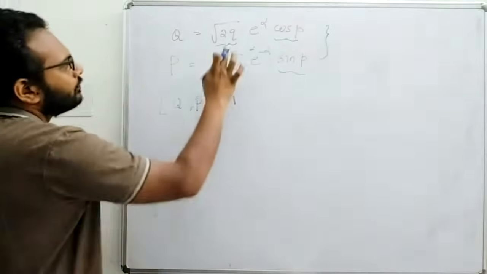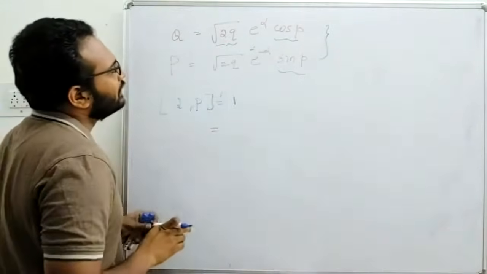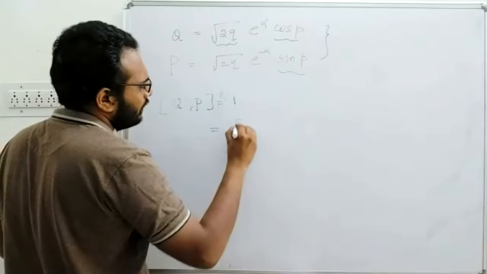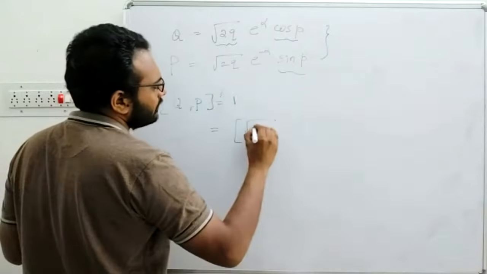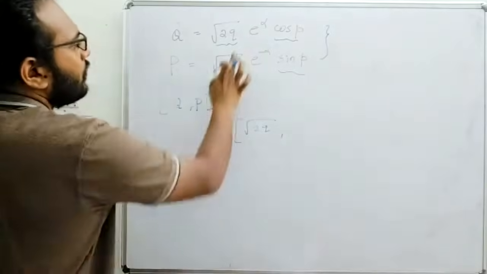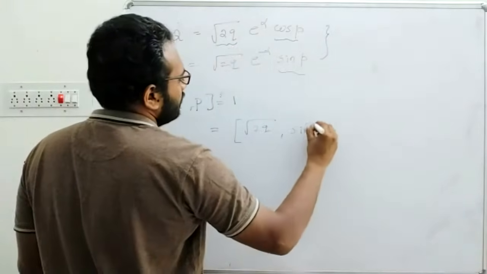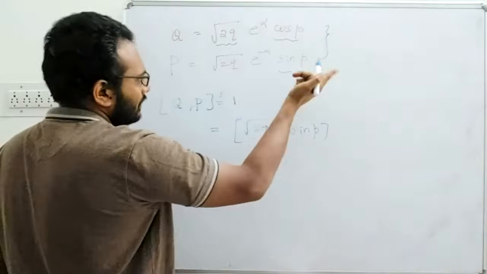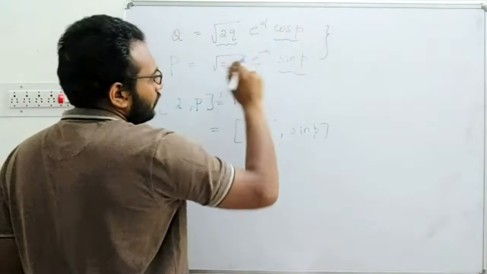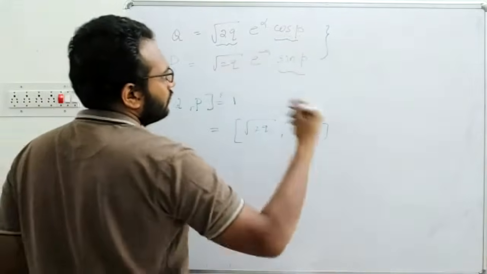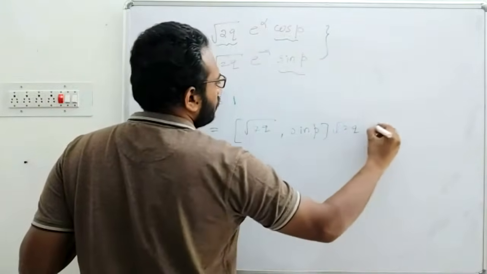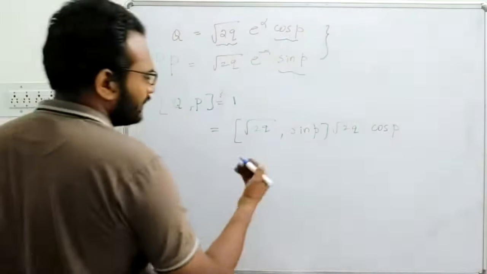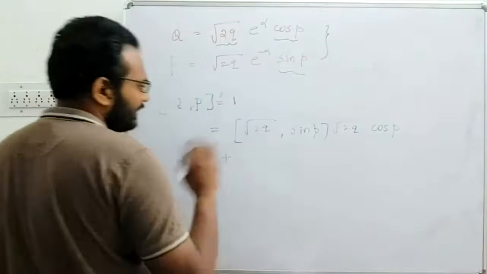This you can write as, the first non-zero Poisson bracket is, I hope you already know how to do this, or you just do all the steps: square root of 2Q with sin P. You have e raised to alpha and e raised to minus alpha, which multiply to 1, and you have a square root of 2Q here. This cos P, square root of 2Q, you have to pull out. So this is square root of 2Q cos P. I've just used one of the identities of Poisson brackets, so that reduces the number of steps.